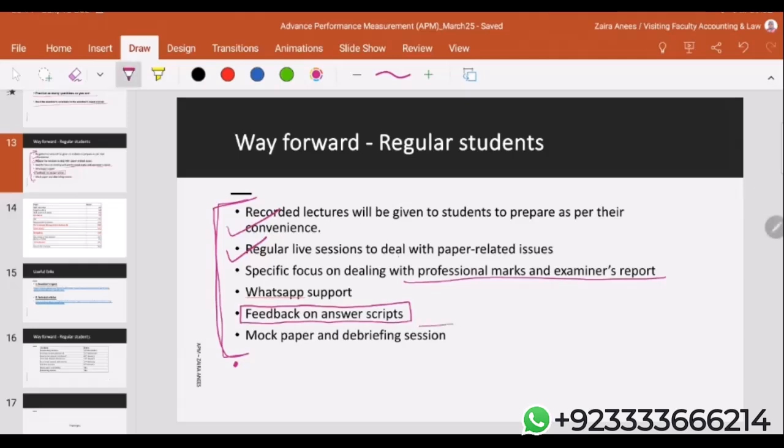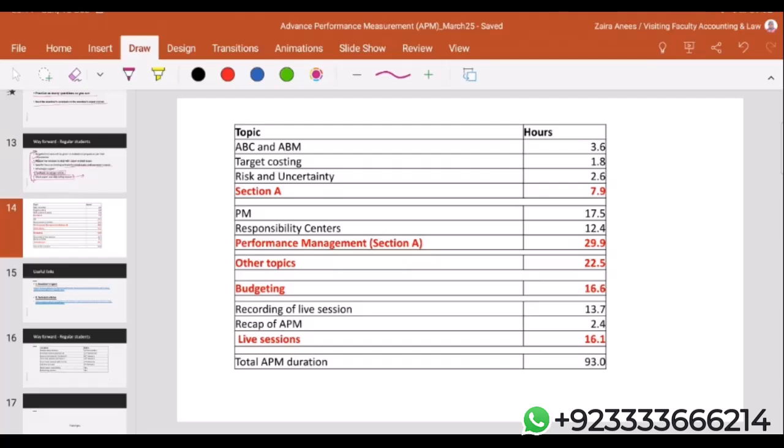Mock paper and debriefing session. This is something which I generally do. Debriefing sessions are good, but it's also important to have feedback on mock papers. So if you solve your mock papers, you can share them with me so that I can have a one-to-one discussion and give you feedback.